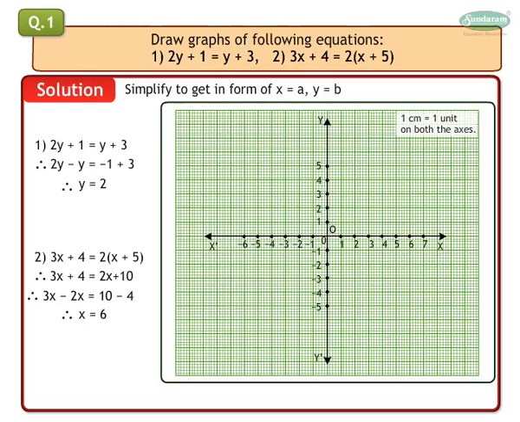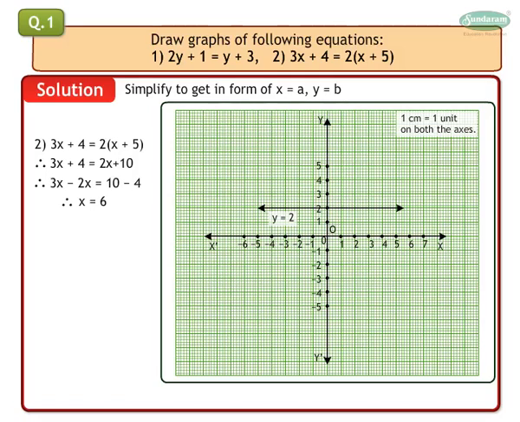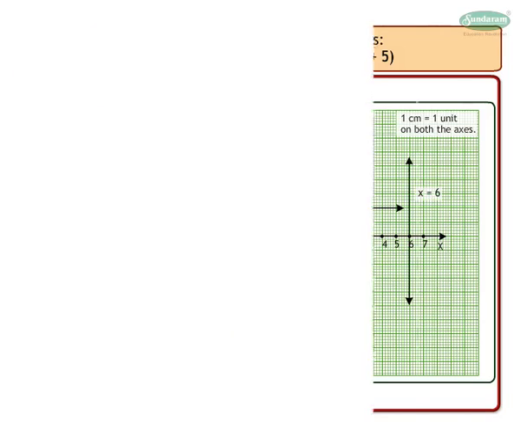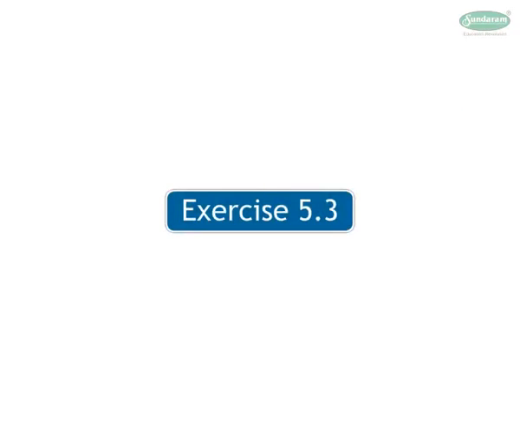Now on graph paper, draw the x, x dash and y, y dash axis as before. Take a suitable scale. For equation y is equal to 2, draw a line parallel to x-axis at a distance of 2 units above the origin. For equation x is equal to 6, draw a line parallel to y-axis at a distance of 6 units to the right of origin.